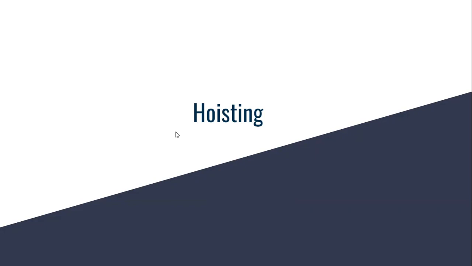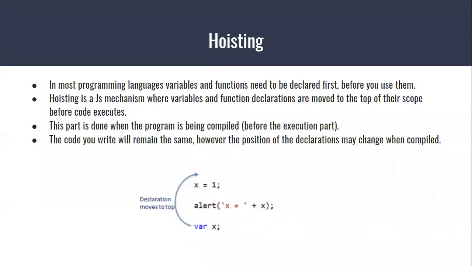So this is like the big picture. But I don't expect anybody to really consider some of this stuff right now in the exercises that you're doing, because the exercises are very small and these are the bigger concepts. But we might as well talk about hoisting, because it's another quirkiness that happens. Let's read it. In most programming languages, variables and functions need to be declared first before you use them. That is usually what needs to happen.